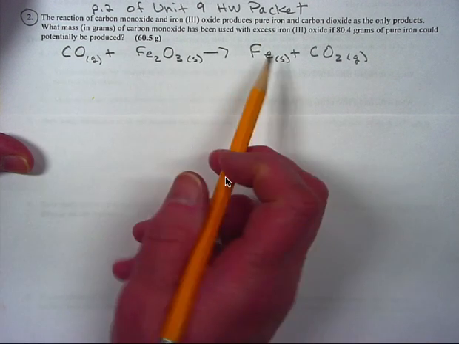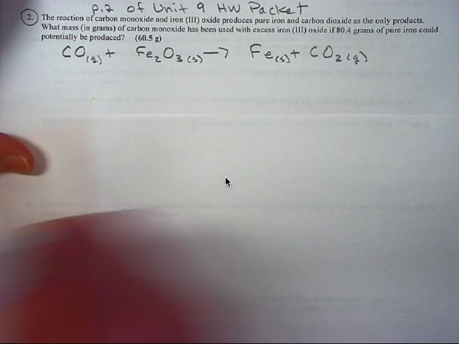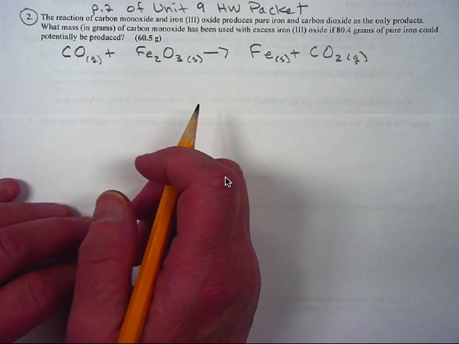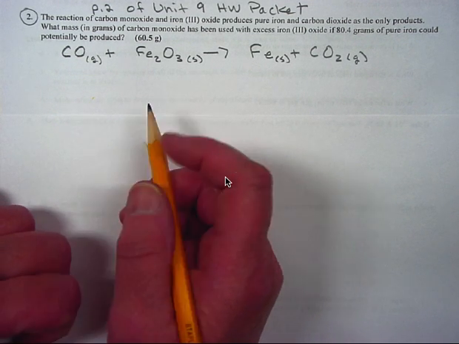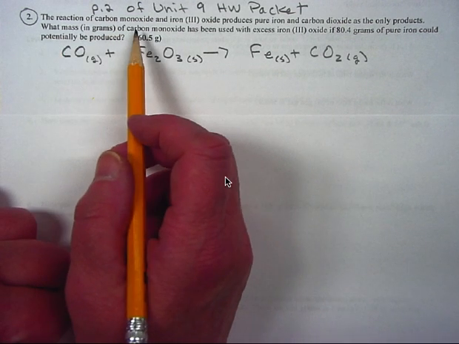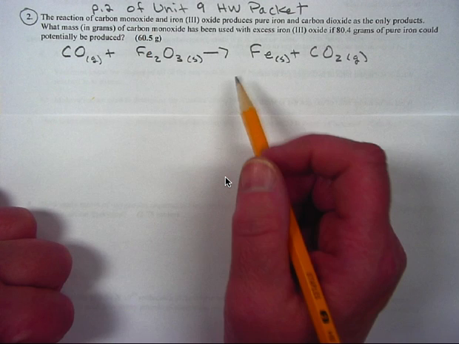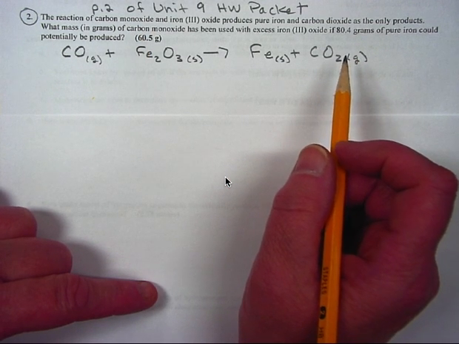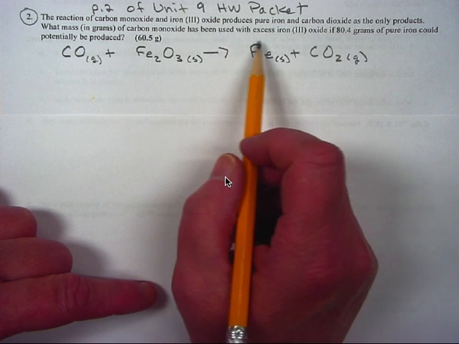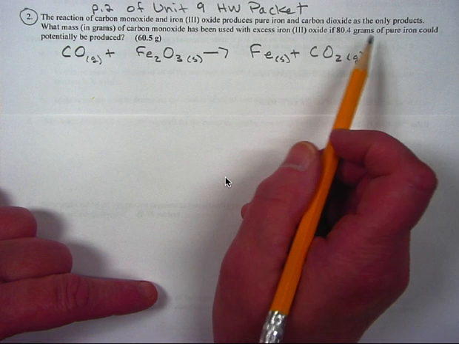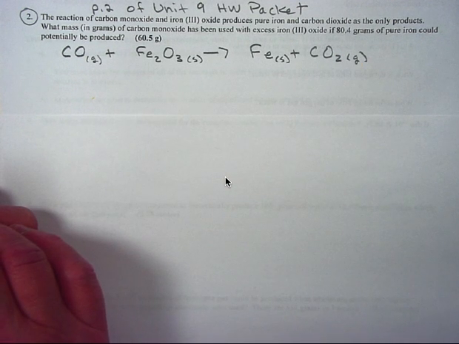You may have copied this down already in class, but this way you get to see me go through it one more time so that you'll be able to do the other examples on this page in the homework packet. It says the reaction of carbon monoxide and iron 3 oxide produces pure iron and carbon dioxide as the only products. What mass in grams of carbon monoxide has been used with excess iron 3 oxide if 80.4 grams of pure iron could potentially be produced?